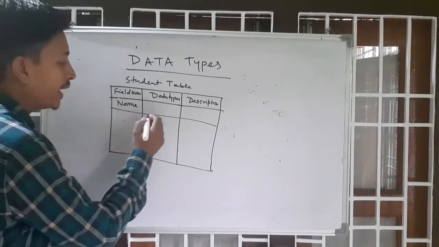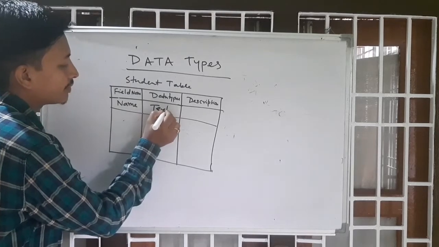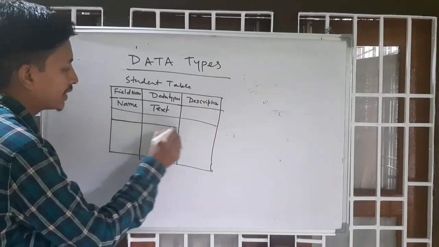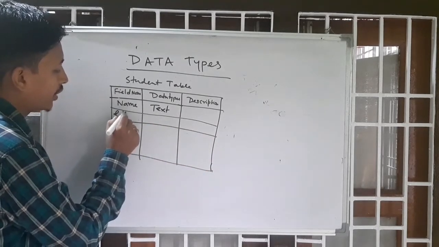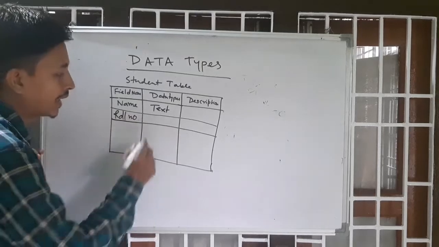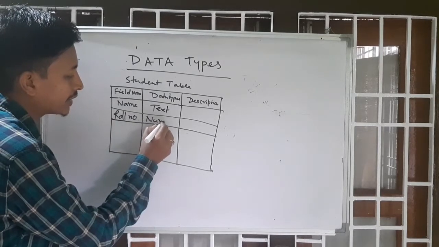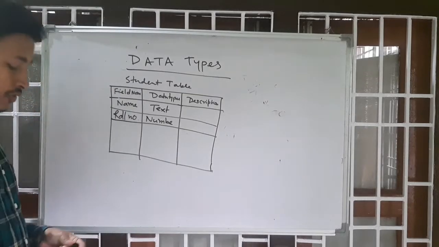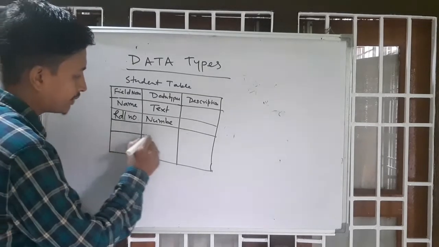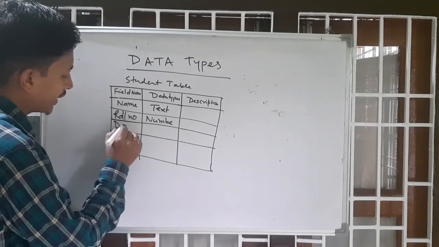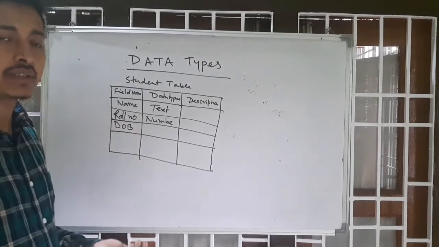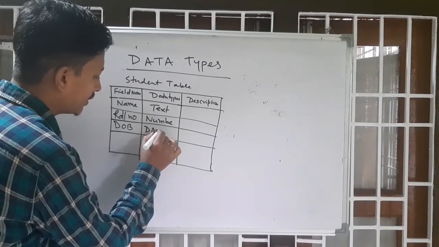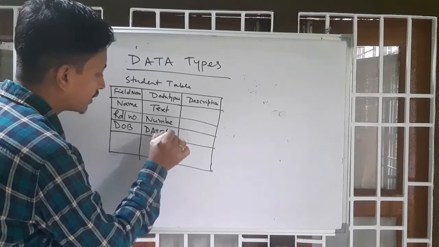The name should be a character, the text. Description is optional. Next is maybe the roll number. Roll number should be an integer, which means it is a number, and this is the description field. The last part you can say date of birth. Date of birth means what? The date and time.